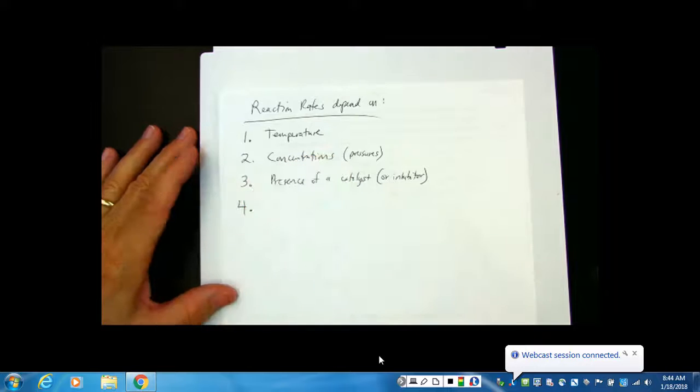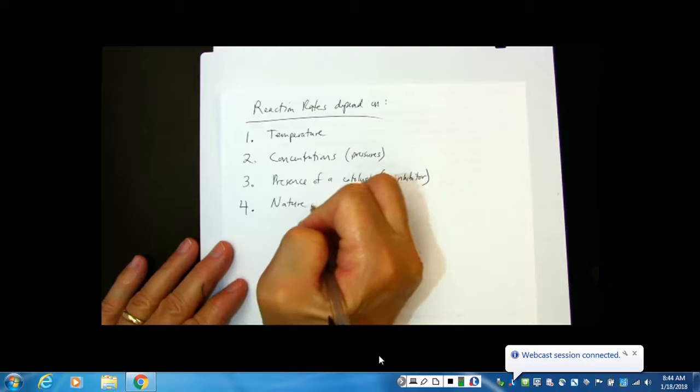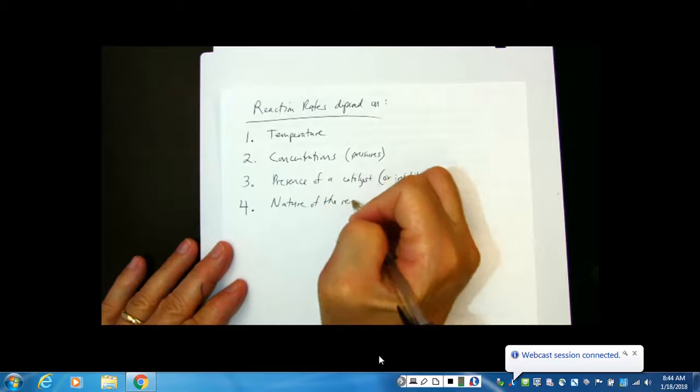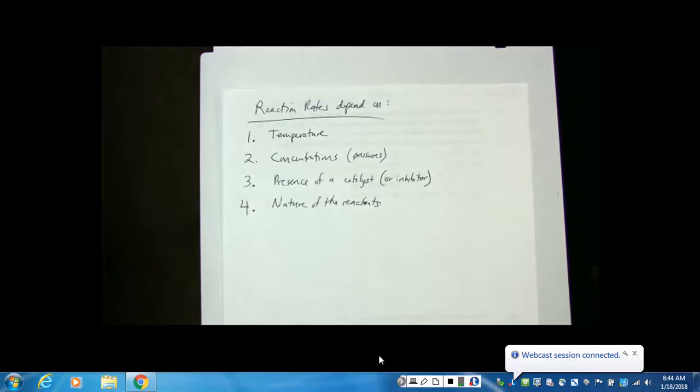All right, and hardly any group gets this one. It's because it's so vague. It's the nature of the reactants. That's a kind of a whole general thing. If you're familiar with sodium metal and iron metal, do they both react with water?